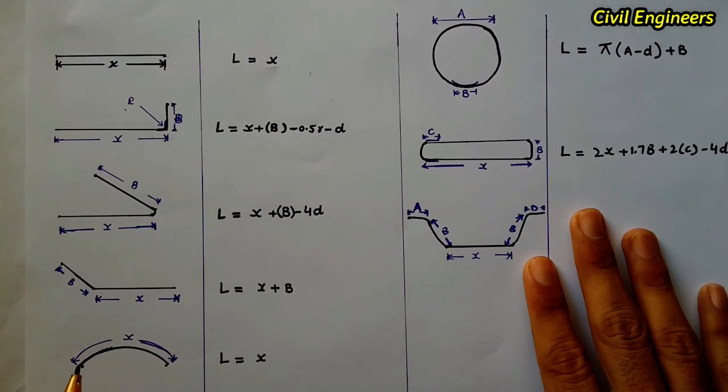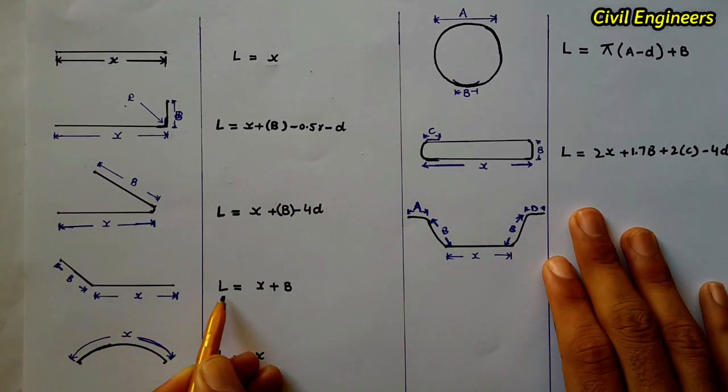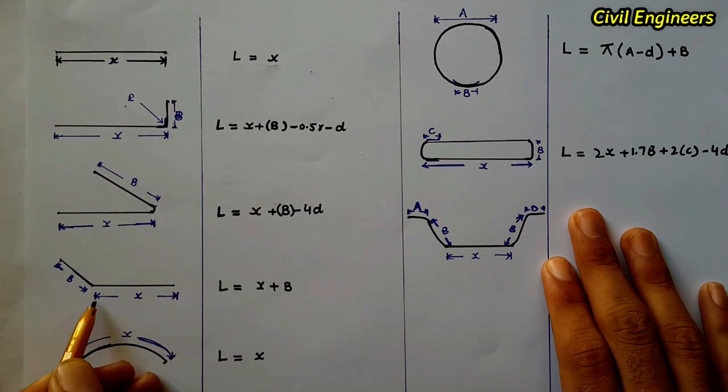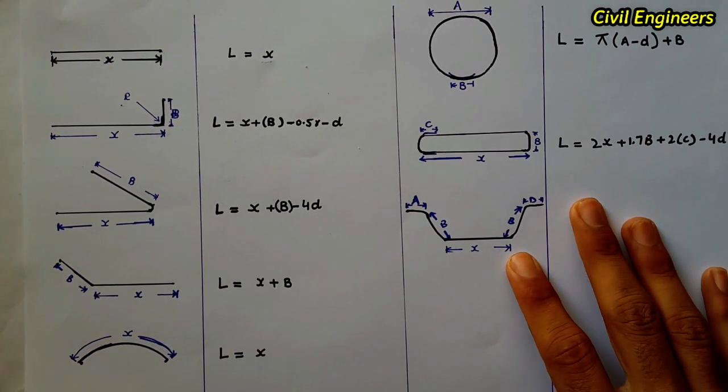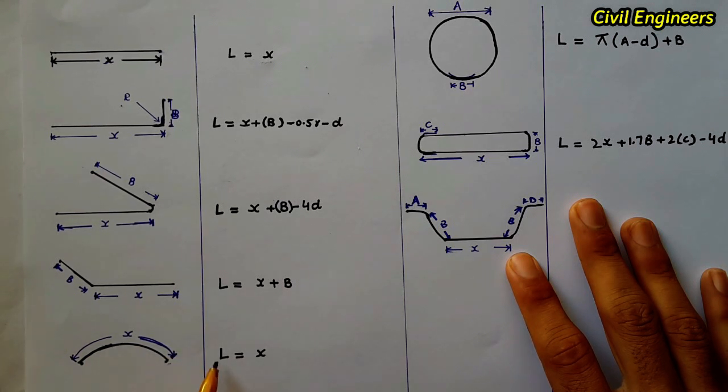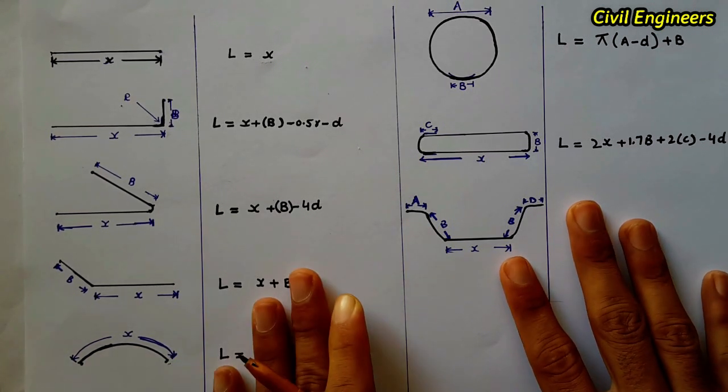And the fourth shape, we have to find out the cutting length. So L is equal to X plus B. X from this point to this one, and B from this point to this one. Now the other one, this is the arc, and the arc cutting length we can find out. L is equal to X, because from this point to this point, this is the X value. So L is equal to X.